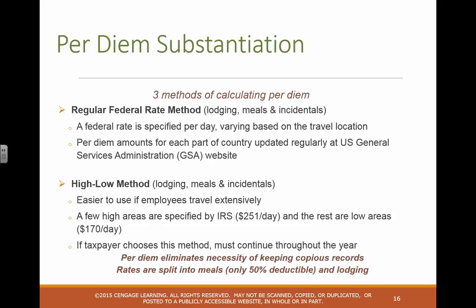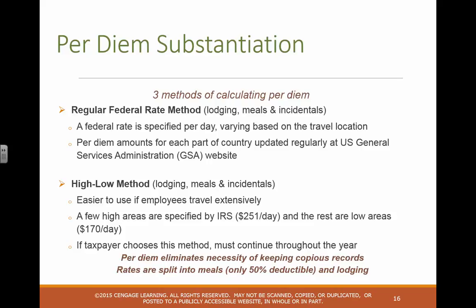Good. Per diem eliminates the necessity of keeping copious records. You don't need to keep all your little chits and slips. But if the IRS comes back and audits you, what I make Amy do is keep a calendar when she travels. Because if they come back, they're going to want to see how you prove where you were and when you were there. Even handwritten notations in a calendar are accurate enough.